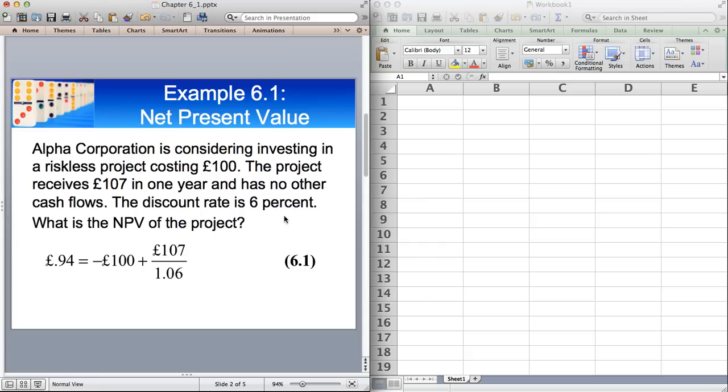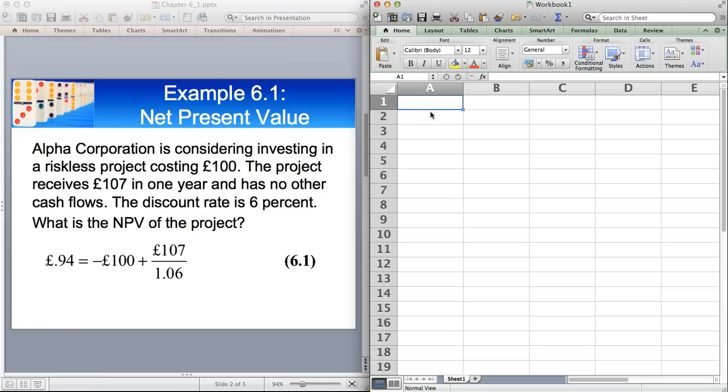So you have Alpha Corporation thinking of investing in a riskless project. We're going to ignore risk at this stage. I'm going to extend it in a minute. But let's just think of a riskless project, and the project costs us £100. So our initial investment is £100. Now I'm going to call that C0. C0 is a cash flow, and it takes place at time zero, so we call it C0.